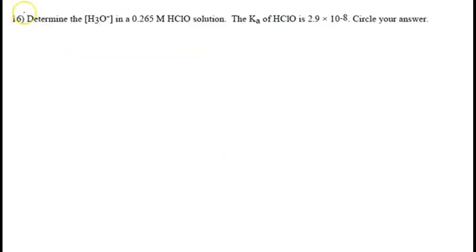Number 16 says, determine the H3O plus concentration in a 0.265 molar HClO solution. So automatically you have to ask yourself, is this a weak acid? Is this a weak base? What is it? You should automatically know this is a weak acid. Why? Because it's not one of our strong acids. Now let's move on. It also gives us a Ka value that's verifying that this is a weak acid. It says the Ka of HClO is 2.9 times 10 to the negative 8. Circle your answer.